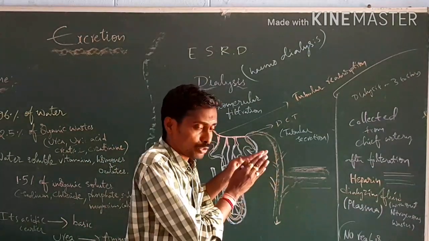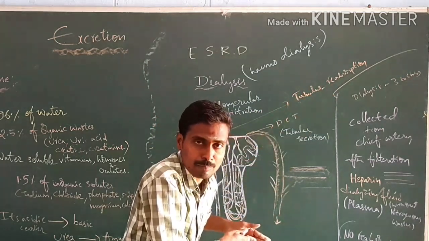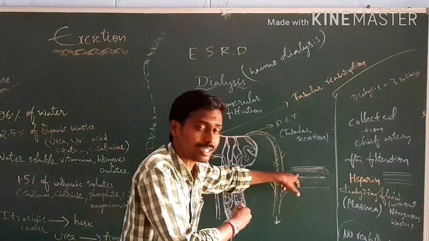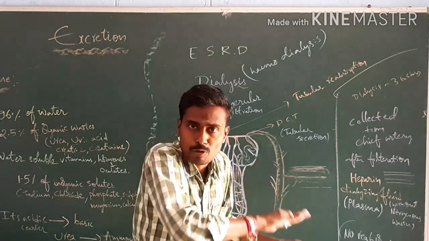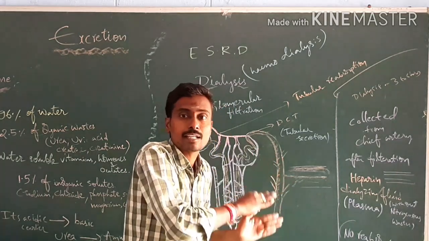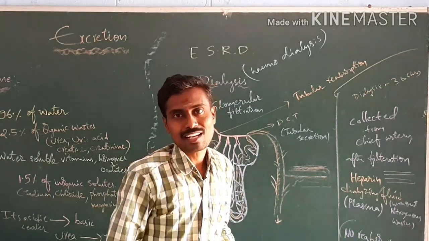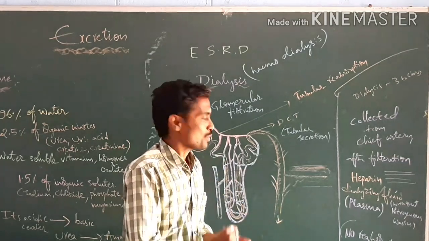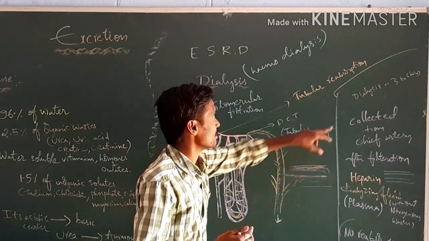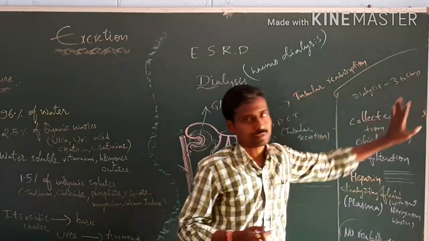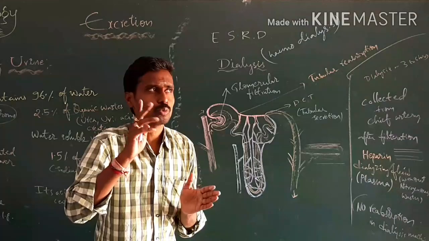One thing you should remember: the blood taken from the chief artery of the patient is filtered in the dialyzing machine, and the wastes are removed. Now the blood is purified and filtered. That filtered blood is transmitted to the patient through the chief vein of the patient. So here you would observe one thing. Dialysis, how much time does it take? 3 to 6 hours. A patient needs to go for dialysis around 2 or 3 times per week.